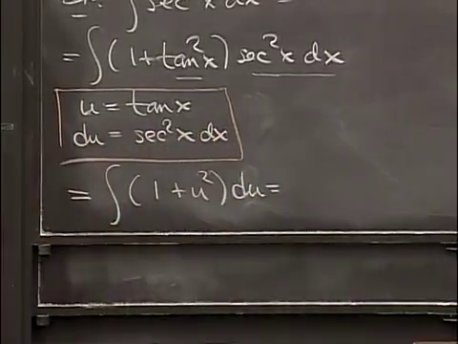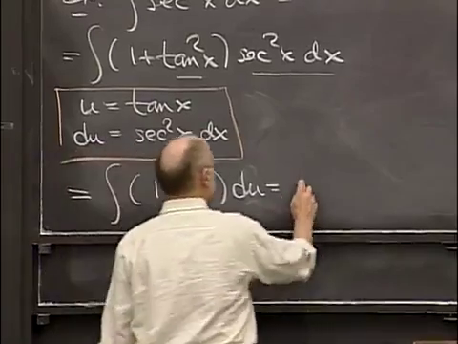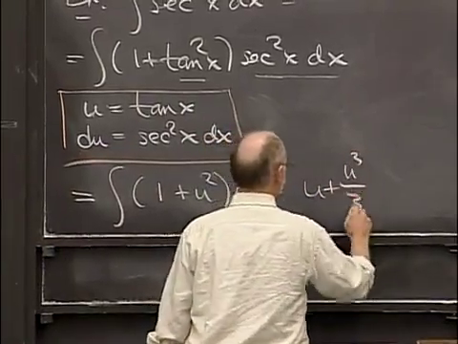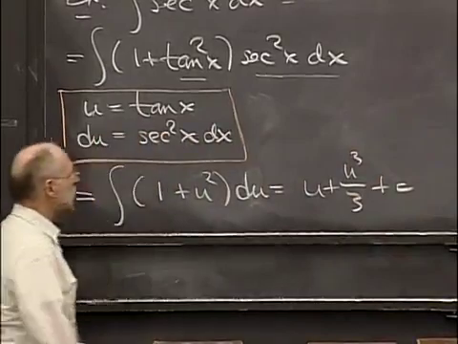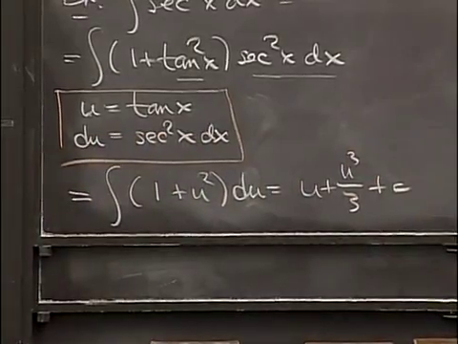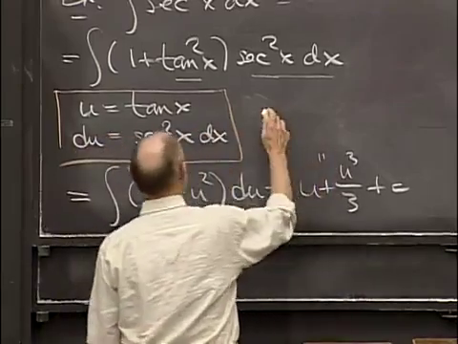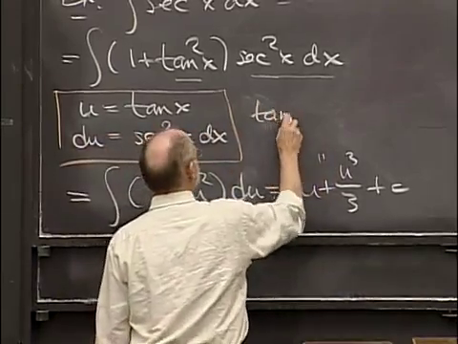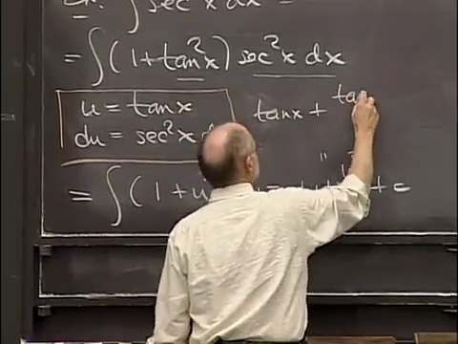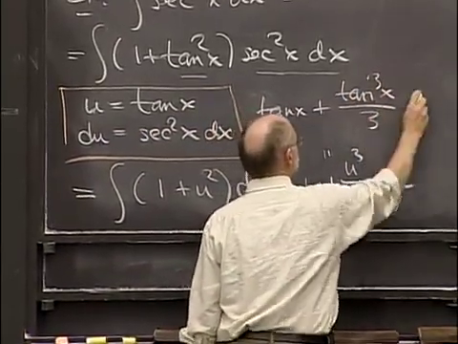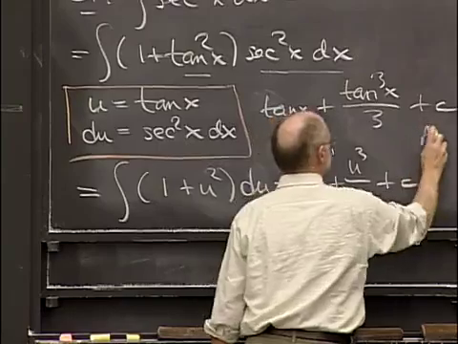Well, that's pretty easy to integrate. So I get u plus u cubed over 3 plus a constant. And then I just have to back substitute, put things back in terms of the original variables. And that gives me tangent of x plus tangent cubed over 3. And there's the answer.